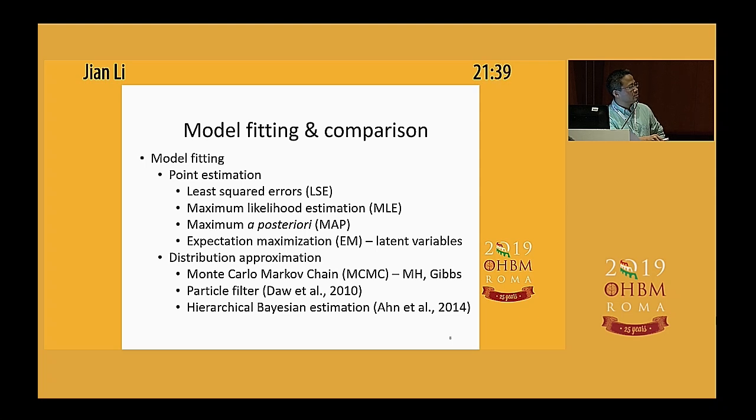Out of those, you have Markov chain Monte Carlo, the Metropolis-Hastings method or Gibbs sampling, and then you have this particle filter. Also, if you want to make the model even more complicated, you can do this hierarchical Bayesian estimation. The idea is that for the individual parameters you have on your hand, you assume there's a group distribution of the parameters which governs each individual parameter.